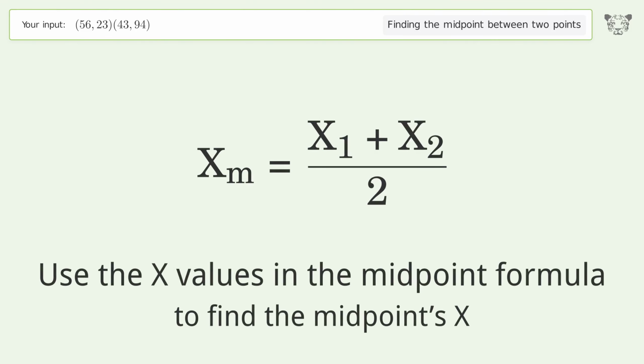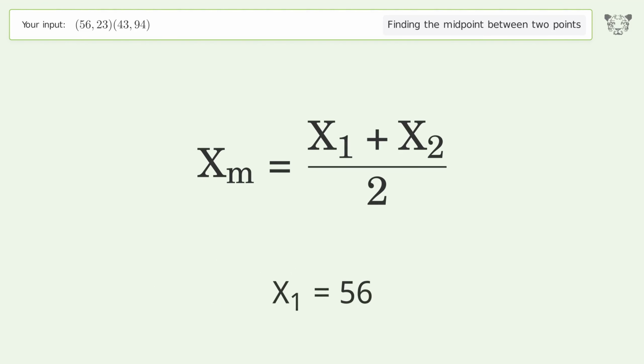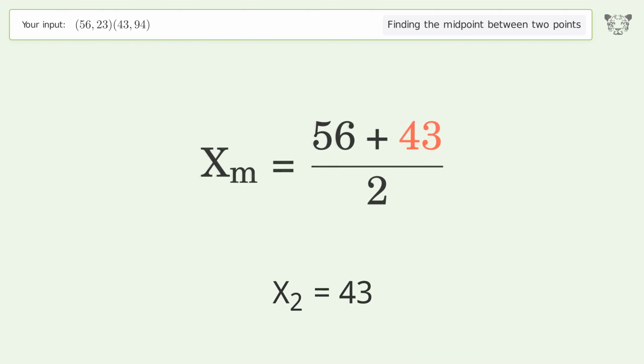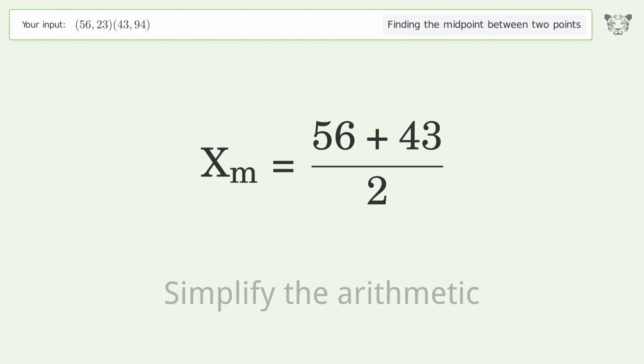Use the x values in the midpoint formula to find the midpoint's x. x1 equals 56. x2 equals 43. Simplify the arithmetic.